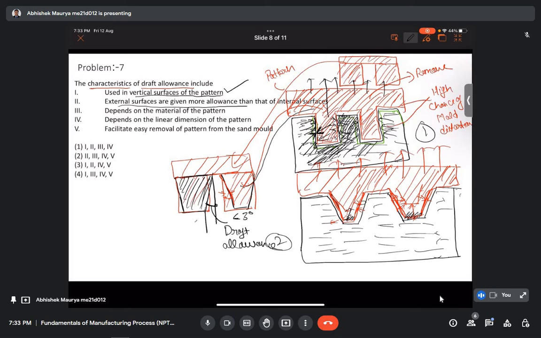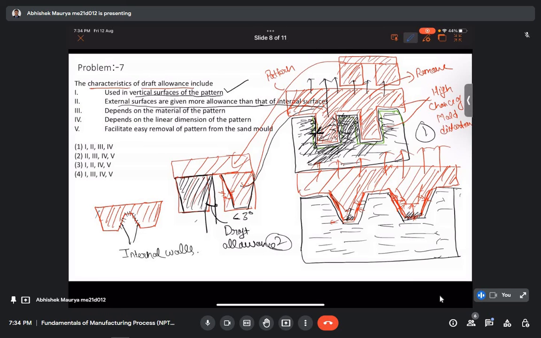External surfaces are given more allowance than internal surfaces. Yes, it is correct. Why? Suppose this is the pattern. These are the internal walls which I am hatching with the black color, whereas these are the external walls.